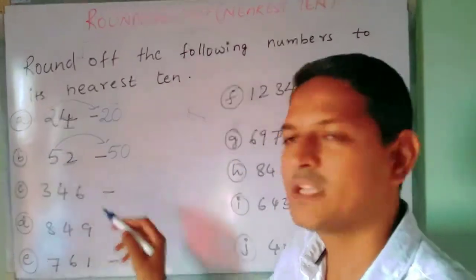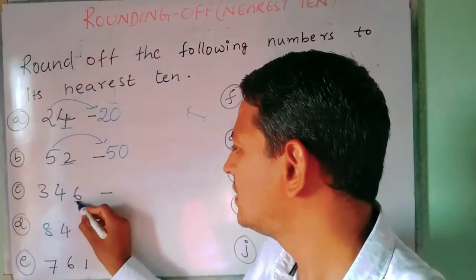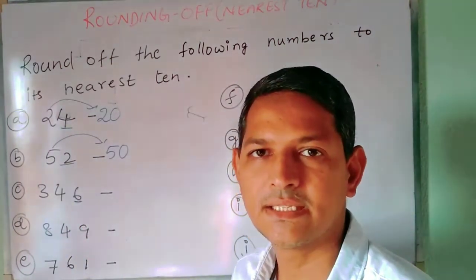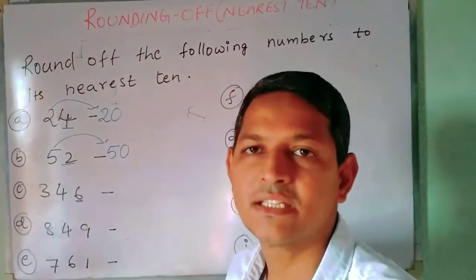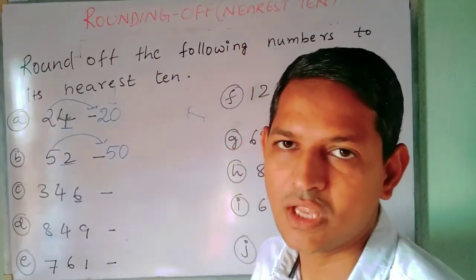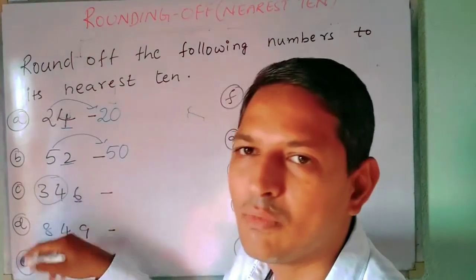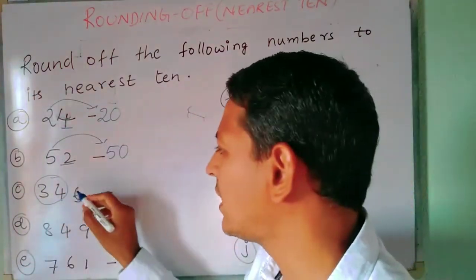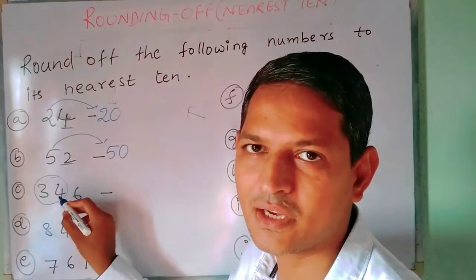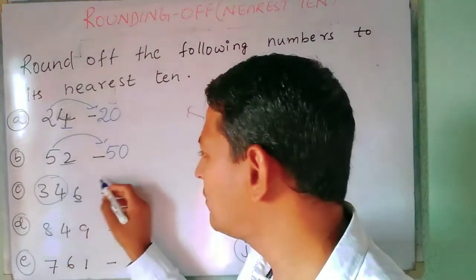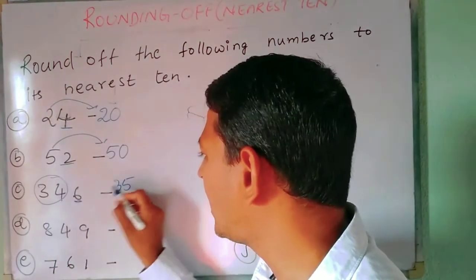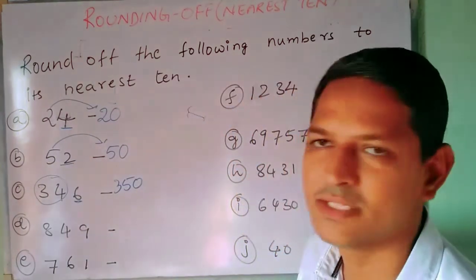Now 346. So here the digit which is in ones place is 6, but this 6 is more than 5. When it is more than 5, what did I tell? We need to add 1 to the number before it, and write. What is 1 added to 34? If 1 is added to 34, we get 35, and in ones place we need to place 0.